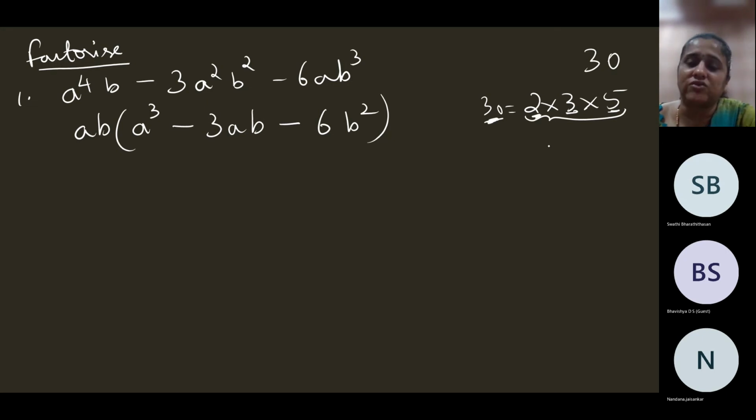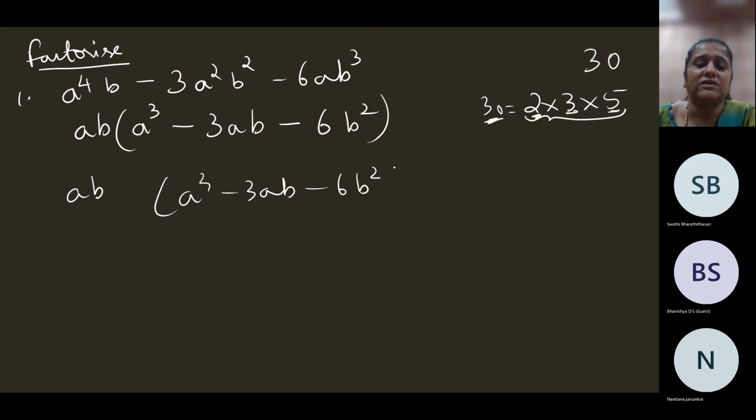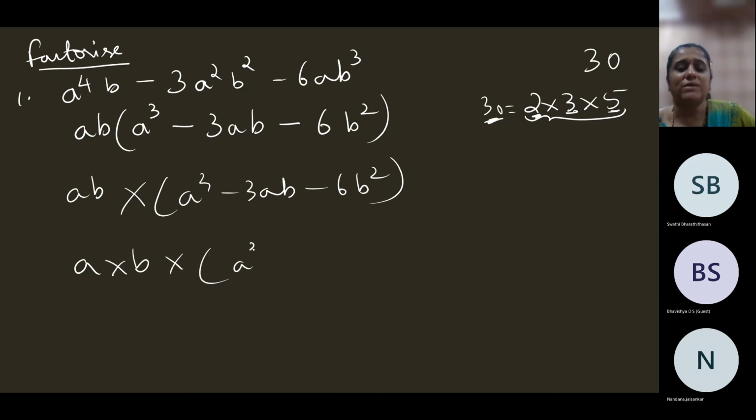So whenever the expression is factorized, the answer should be a product of the factors. So you can see the product here. One factor of the given expression is ab. The other factor is a cubed minus 3ab minus 6b square. And you can see the answer is a product, ab into a cubed minus 3ab minus 6b square. Further, you can think of ab as a into b. So a also is a factor, b is a factor, and then a cubed minus 3ab minus 6b square is the other factor.